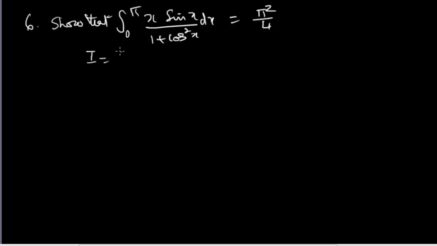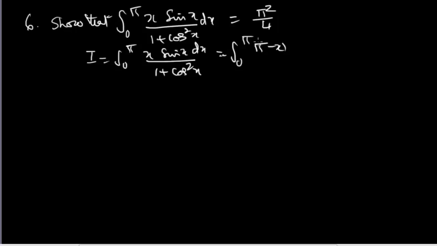Let I be equal to integral 0 to pi x sin x into dx by 1 plus cos squared x. We use the fourth theorem. This can be written as integral 0 to pi, wherever x is there, pi minus x into sin of pi minus x into dx by 1 plus cos squared of pi minus x. It is a very standard problem.